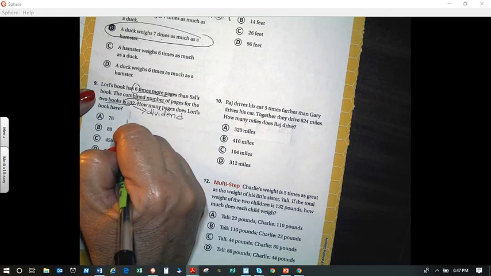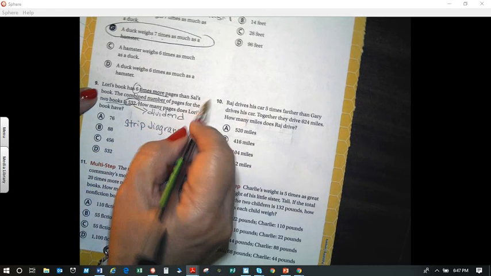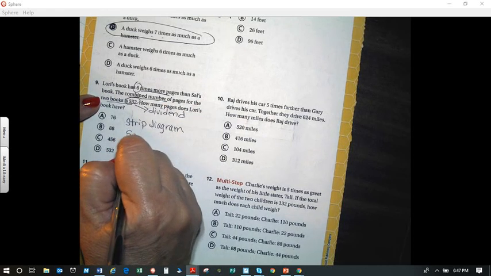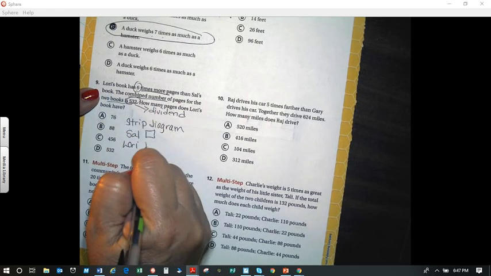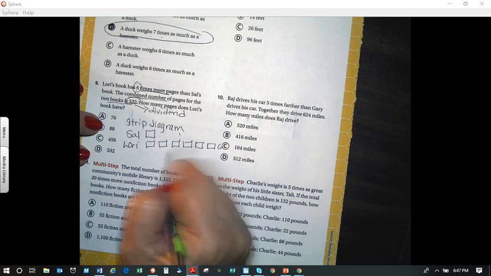My first one, I'm going to draw my strip diagram. Okay, so I have to represent Sal, and I'm going to do 1. And Lori, I'm going to do 6 times as many. 1, 2, 3, 4, 5, 6. What is going to be my divisor? That's right. 6 plus 1 equals 7. So 7 is my divisor.